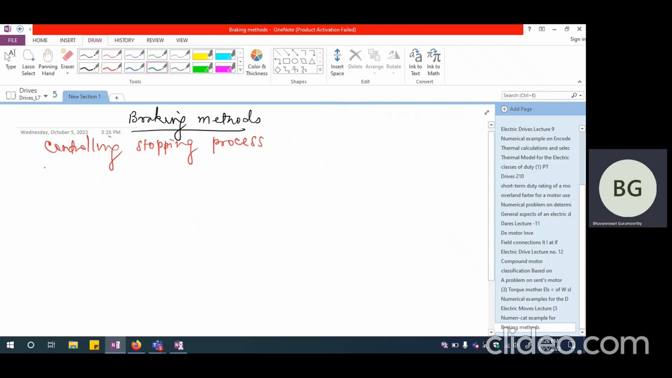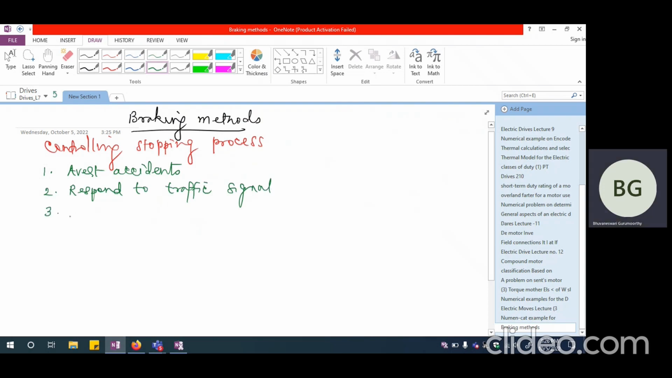Okay. So why do we really need braking? If we are having an electric vehicle and we want to avoid accidents, in that case, braking will be extremely important. So if we are talking about a traction motor, if you are seeing a red signal, then you have to stop. So if you want to respond to a traffic signal, then also it is important to stop the motor properly.